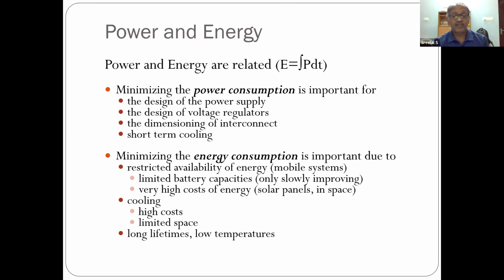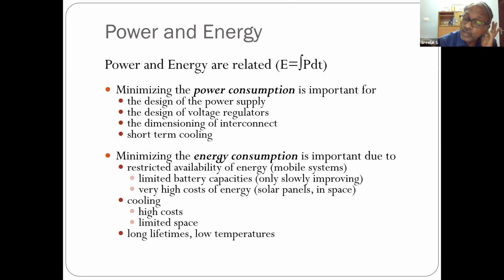Now, what are the power and energy of circuits? The power and energy are related by, as we all know, E is equal to integral of P dt. That is, energy is basically the integral of power. So minimizing the power consumption is important for the design of the power supply, the design of voltage regulators, the dimensioning of the interconnect in the ICs as well as on the board, and then for short-term cooling. Similarly, the minimization of energy consumption is important due to restricted availability of energy in mobile systems.